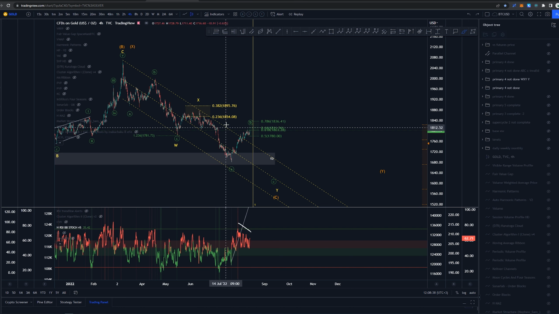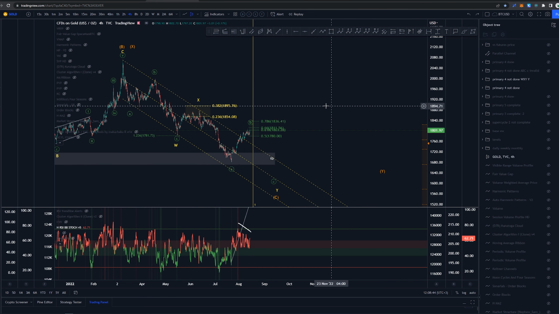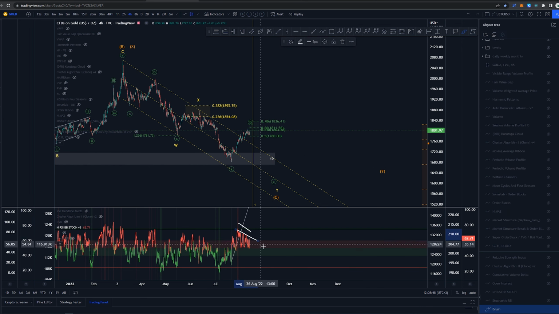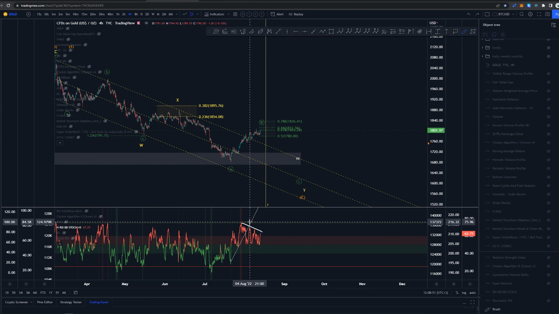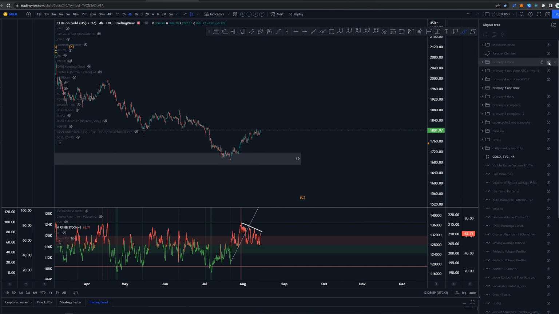Again, I don't really like this because we did not tag the 0.382 here for the X wave, and then again A, B, and C here. Currently, for that count, we would be right around the golden pocket with major divergences happening on the RSI compared to the price. So definitely looking that we are in need of some kind of pullback at least.